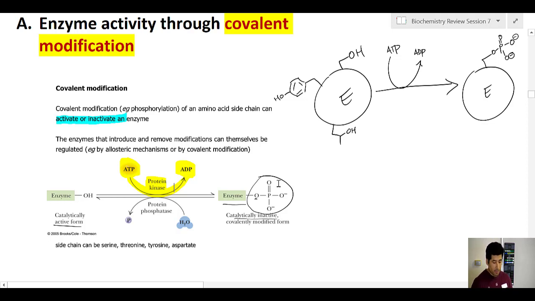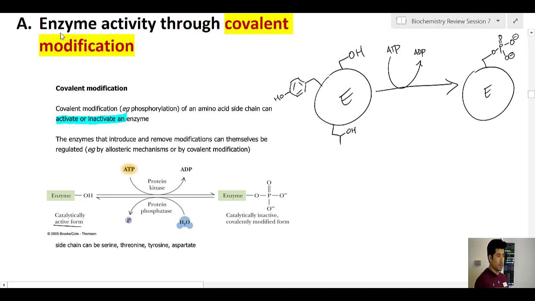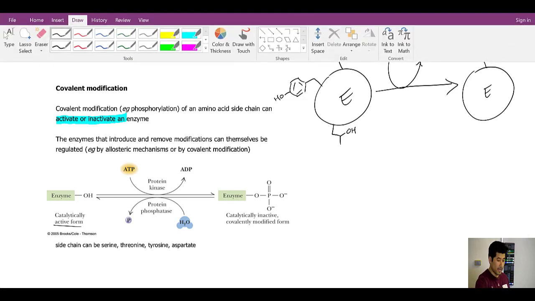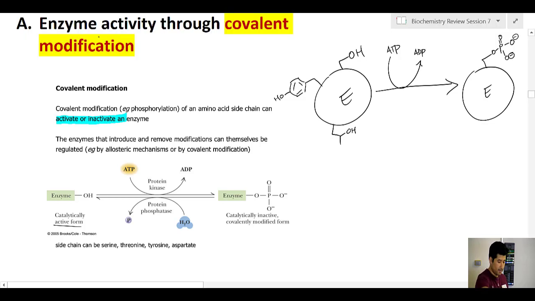Okay, and how do we remove this phosphate group? An enzyme? What type of enzyme removes phosphate groups? It's perfect, phosphatases. So kinases add phosphate groups, and what do phosphatases do? They remove them. And they remove them using what? Water. So they use water as a substrate.